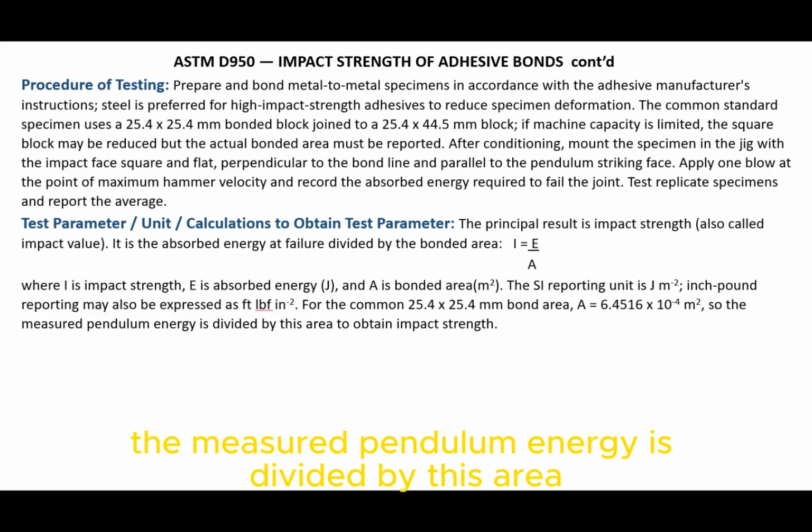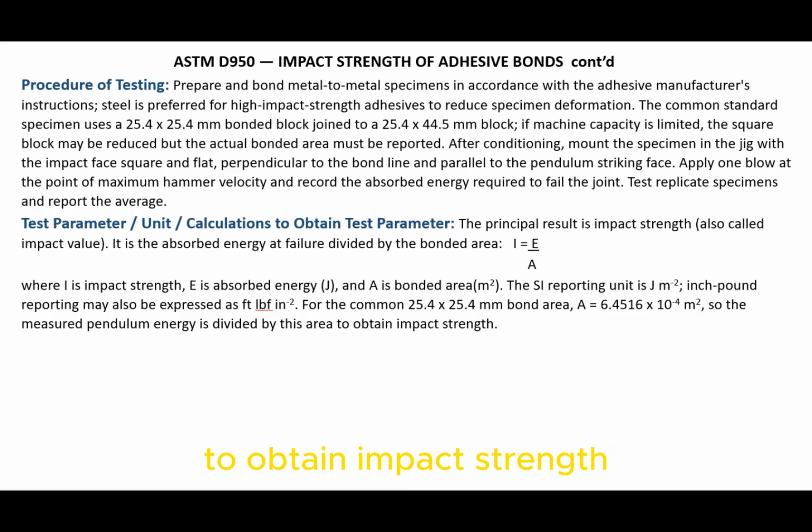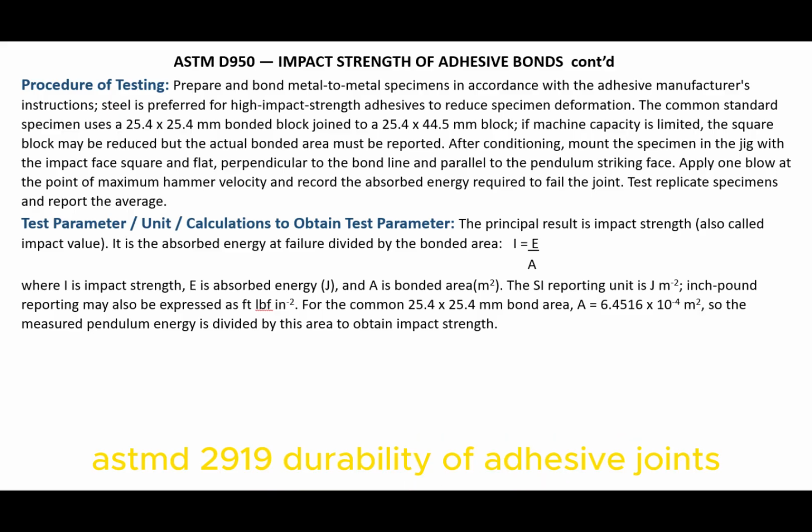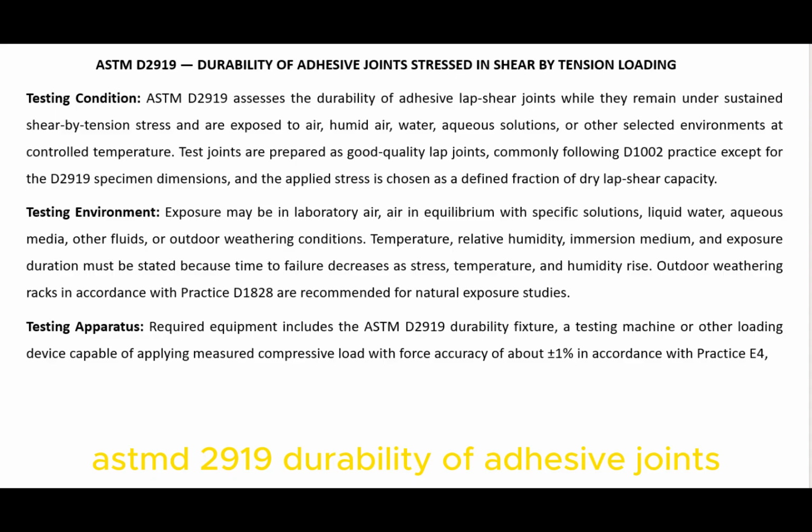So the measured pendulum energy is divided by this area to obtain impact strength. ASTM D2919, durability of adhesive joints stressed in shear by tension loading.